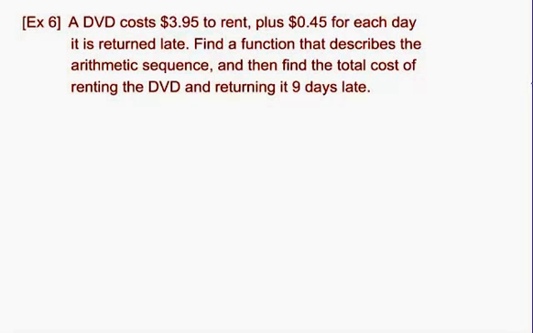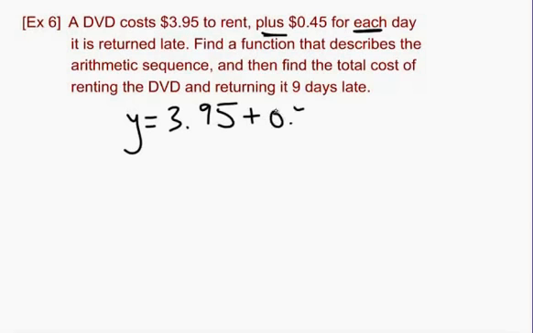Okay, welcome back. It says a DVD costs $3.95 to rent plus again, 0.45 or 45 cents for each day it is returned late. Again, that word each. Find a function that describes the arithmetic sequence and then find the total cost of renting the DVD and returning it 9 days late. So it's $3.95 to rent. That's like a one-time deal. $3.95 no matter what. Plus, and it tells you, plus 45 cents for each day. 0.45 times x, because it's multiplication each day.